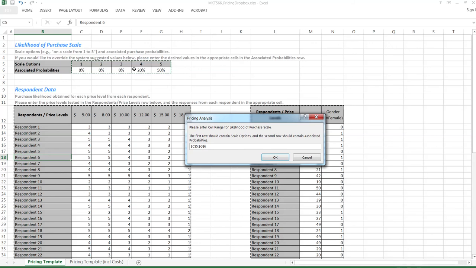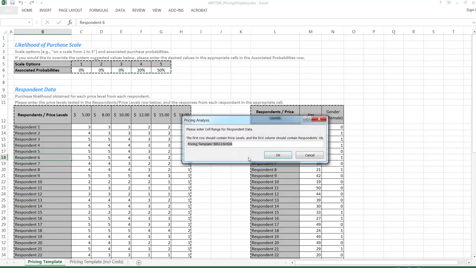If the respondent responds as 4, we will assign a 20% probability of purchase. And even if the respondent indicates the highest level of purchase willingness, we will assign a 50% probability to actually purchase. This is standard in the industry. With these two rows highlighted, click OK, and now enter the respondent data.